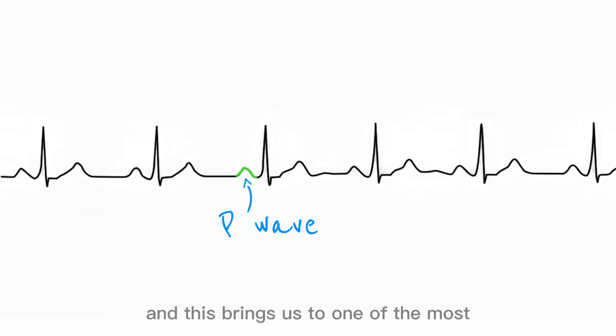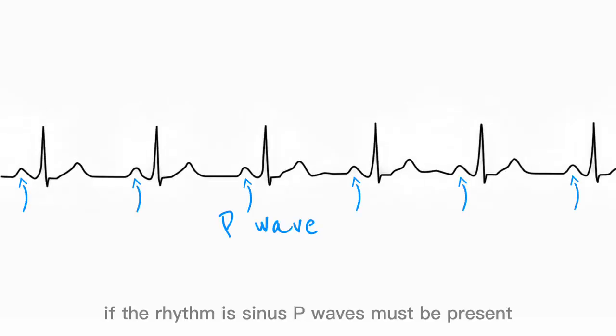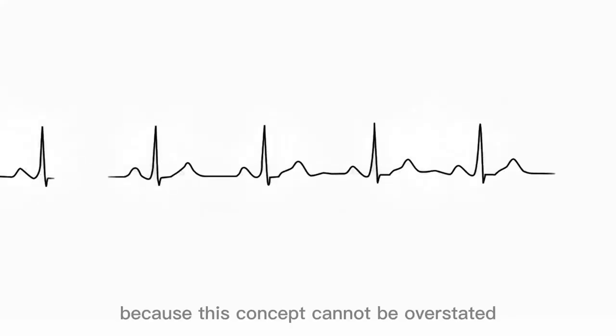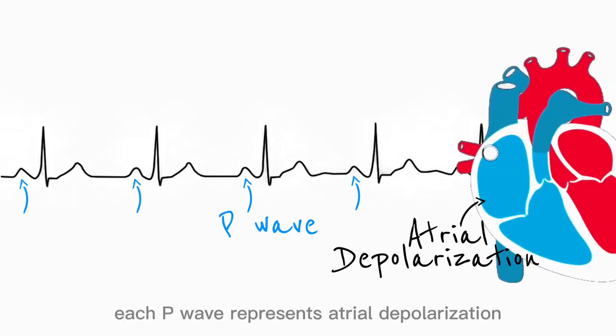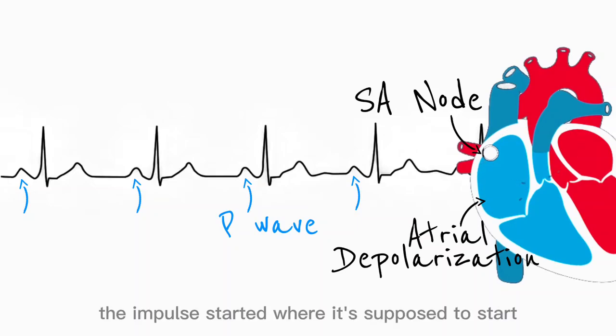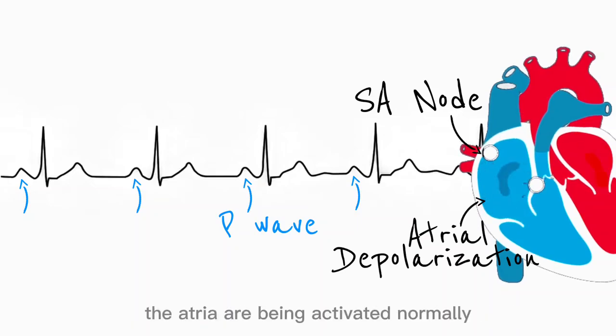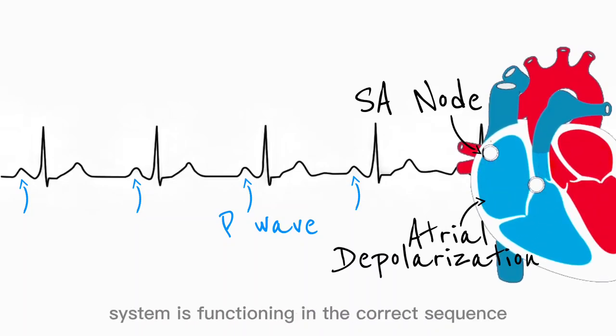And this brings us to one of the most important principles in ECG interpretation. If the rhythm is sinus, P waves must be present. No exceptions. Let me emphasize this again, because this concept cannot be overstated. P waves define sinus rhythm. Each P wave represents atrial depolarization, originating from the sinoatrial node. That means the impulse started where it's supposed to start. The atria are being activated normally, and the heart's electrical system is functioning in the correct sequence.